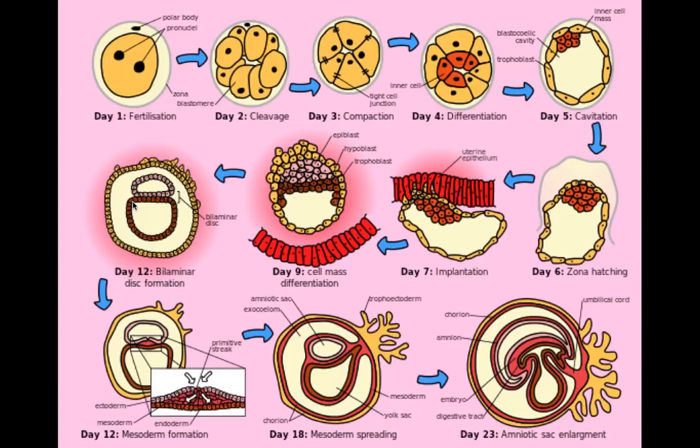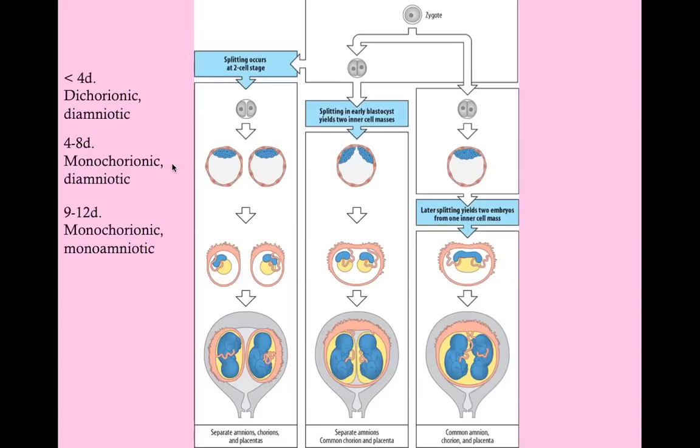If this separation occurs after the amniotic sac has begun to form, now although you're going to have 2 embryos, 2 fetuses, you're only going to have 1 amniotic sac, and of course you're only going to have 1 placenta, 1 chorion. And so we call that monochorionic, monoamniotic, 1 placenta, 1 amniotic sac.